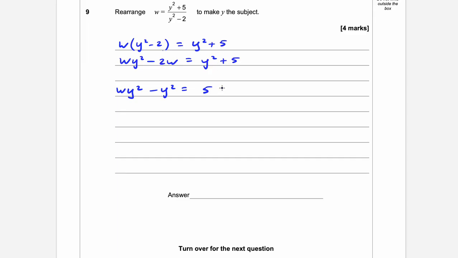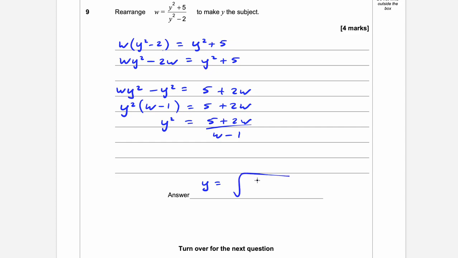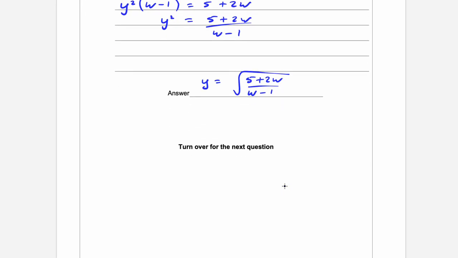So I'll plus this 2w here, plus 2w. Then I will take out the y squared. I have y squared times (w minus 1) equals 5 plus 2w. Then I will divide. y squared is (5 plus 2w) over (w minus 1). And then finally, I have y is equal to the square root of (5 plus 2w) over (w minus 1). Done. That is question 9.